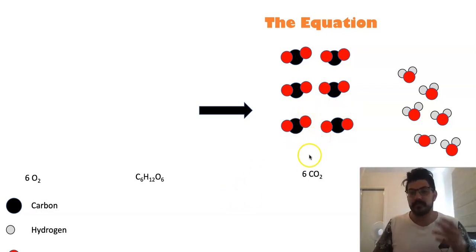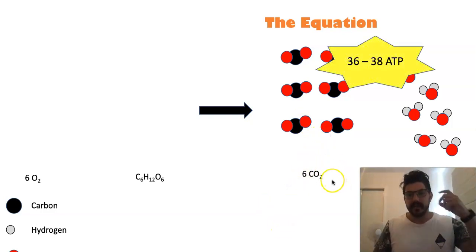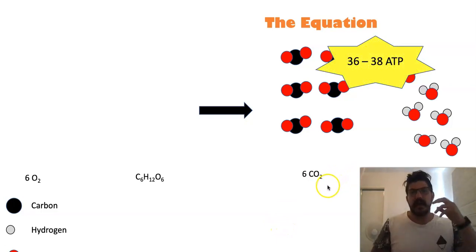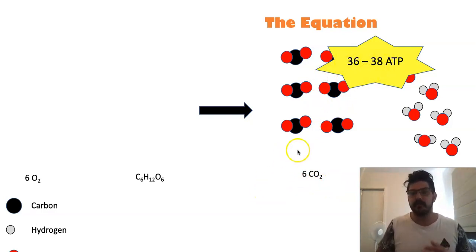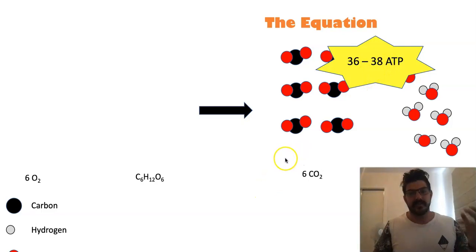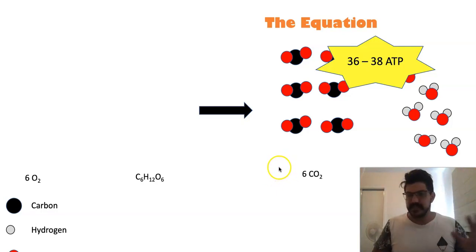What we're after, really, the really big ticket item, is ATP. Cellular respiration is our energy producing reaction, and we're hoping to get that 36 to 38 ATP at the end of what we call aerobic cellular respiration. In a future lesson, we're going to go through anaerobic versus aerobic, so stay tuned.